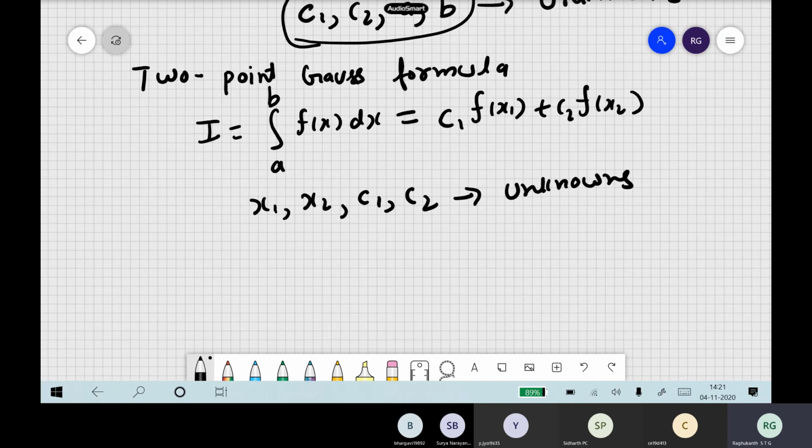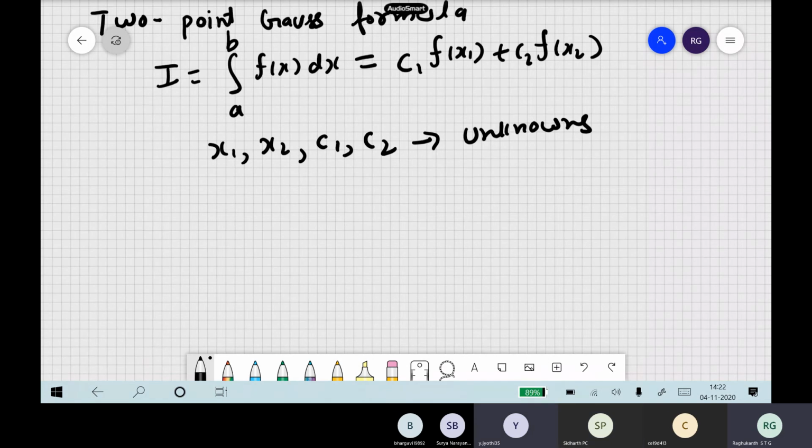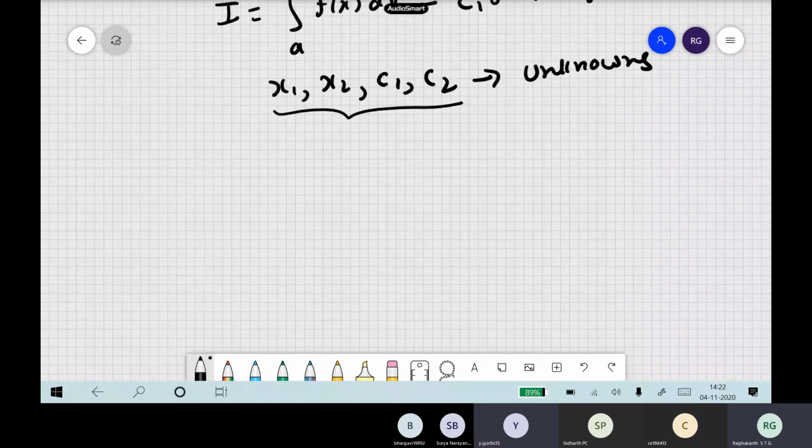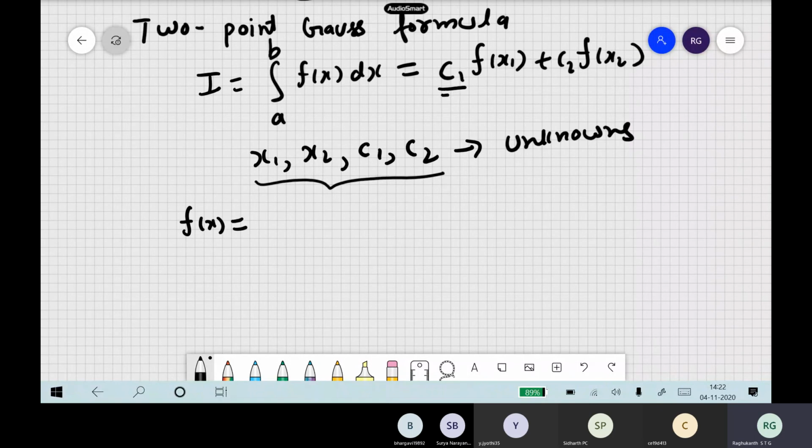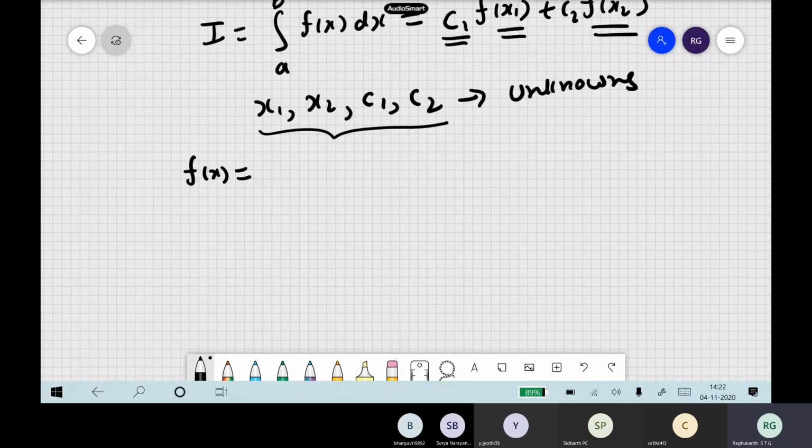Now if there are 4 unknowns, what order of polynomial can you fit? If I have 2 points, you can fit a straight line, which is linear. With 4, you can fit a cubic. Because there are 4 unknowns, we say the formula should be exact for a cubic polynomial, so we write a0 plus a1 x plus a2 times x square plus a3 times x cube.